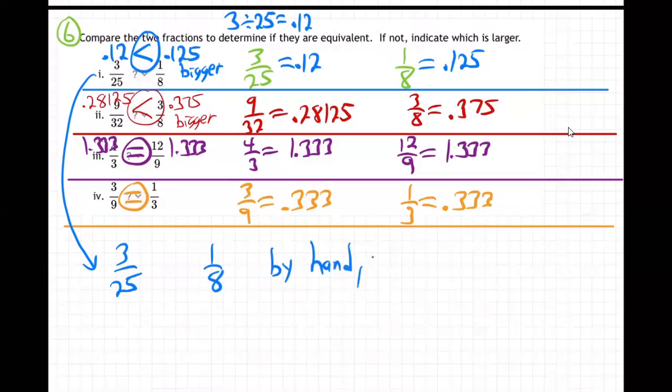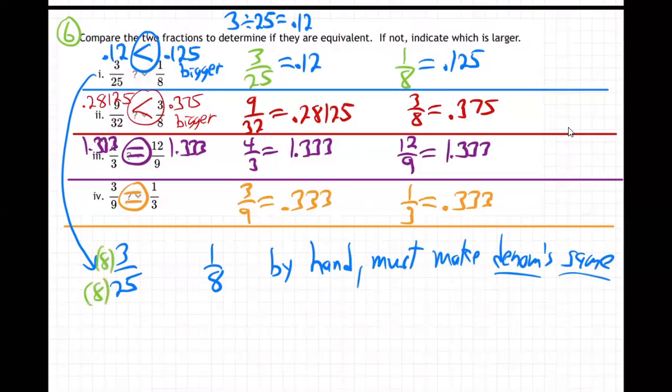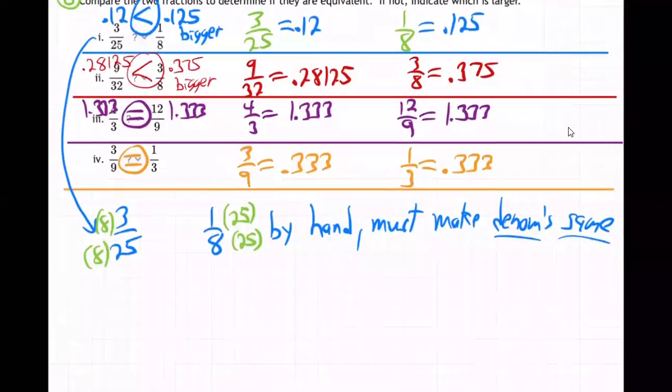Basically, by hand, you must make the denominators the same, common denominator. You've got to make the denominators the same in order to compare them and decide which one's bigger, which one's smaller. So how do you do that? You multiply by the other denominators. So this one, I'll multiply top and bottom by 8. This one, top and bottom by 25. Remember, we've done that before, making common denominators. You multiply by the other denominator, but you got to do the same thing top and bottom because you can't change the fraction.